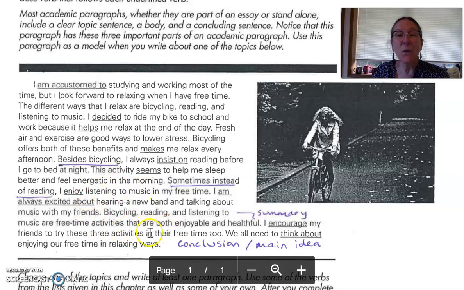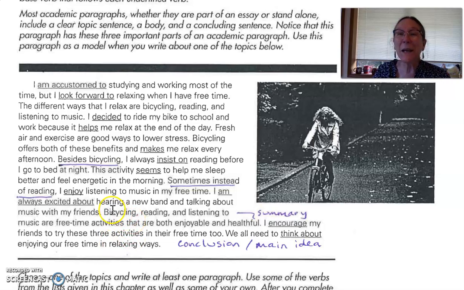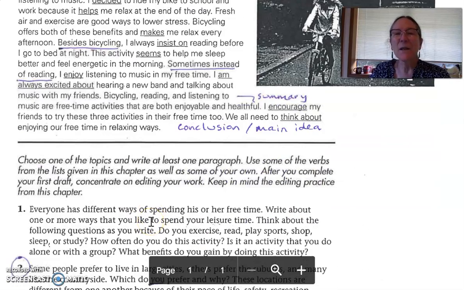And then in true form, this writer wraps up with the summary of A, B, and C, and then also writes the conclusion about relaxing. So it's very, very clear and very, very well organized. And we're going to move from that to one idea per paragraph. But you've got to love this paragraph. All right, I wanted to show you that.